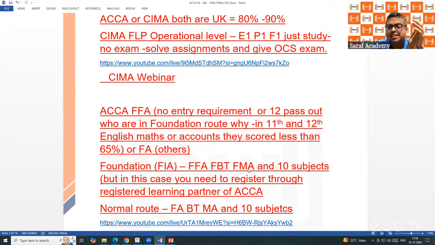And for all 13 exams, you need to give exam fees to the institute. You need to give an annual subscription. If you join training classes, you need to pay for the training classes. That's the total cost.